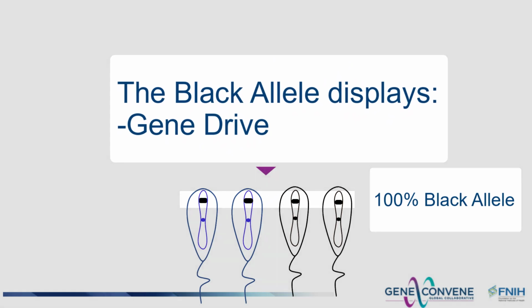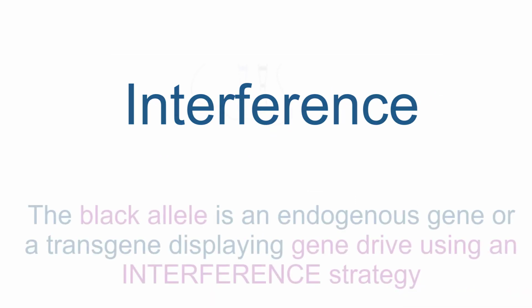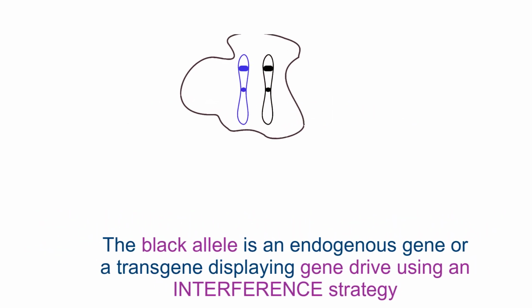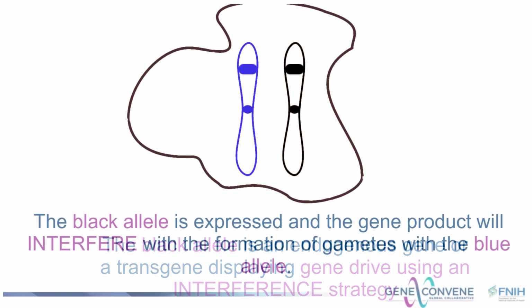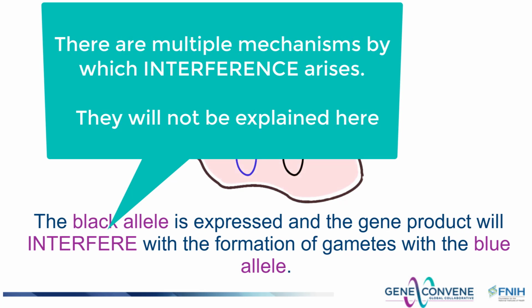Now let's consider the second strategy to achieve a transmission advantage: interference. Again, let's consider the black allele, which displays gene drive using an interference strategy. In this case, the black allele expresses a gene product that will interfere with the formation of sperm harboring the blue allele.